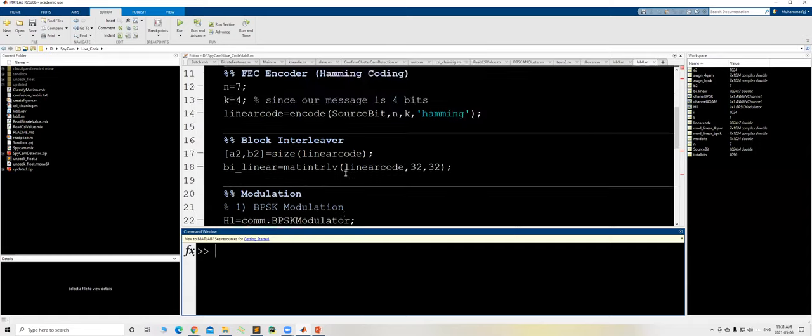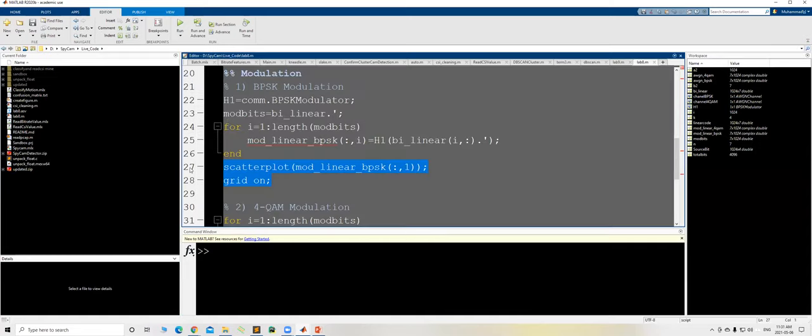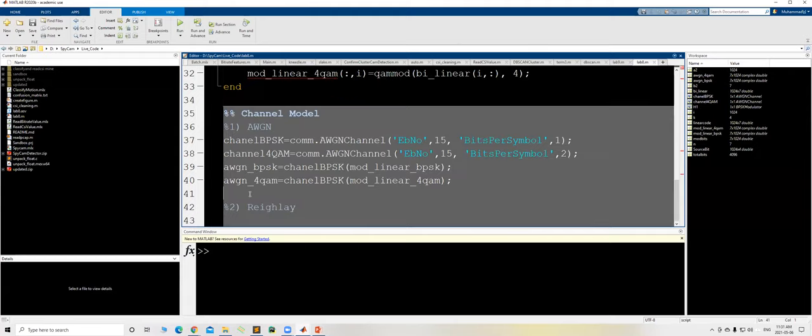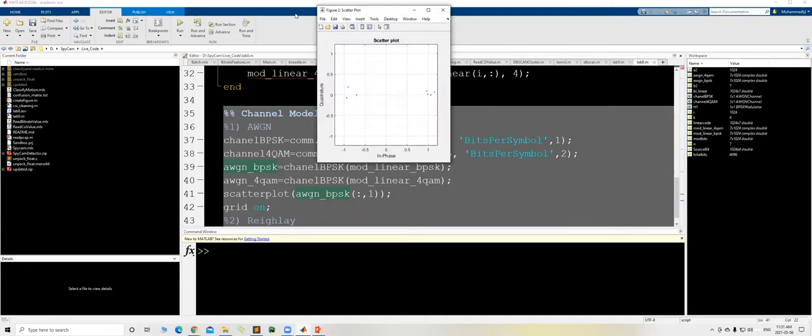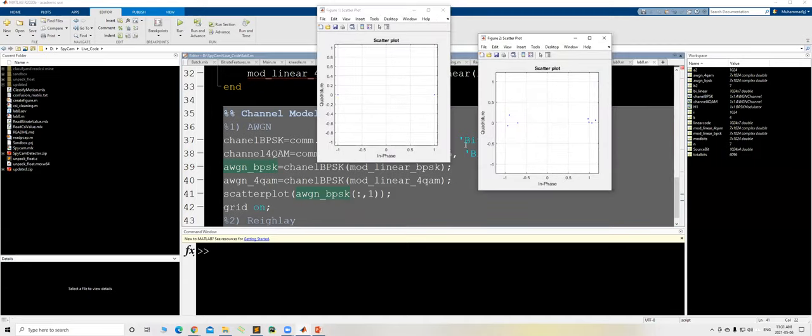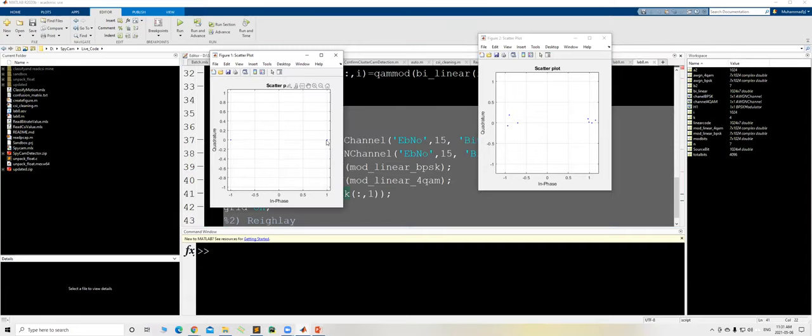So I will just copy from here and paste it here, and instead of this one, I should use the AWGN output. So if I run it, look at this one now. Although you transmitted symbols like that, when you receive it, you will receive the BPSK with some rotations. The rotation is very close to the zero axis, so it can be very easily estimated.